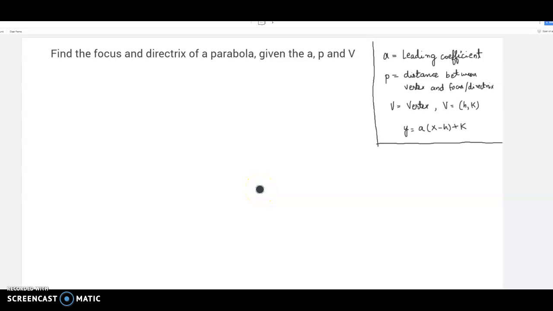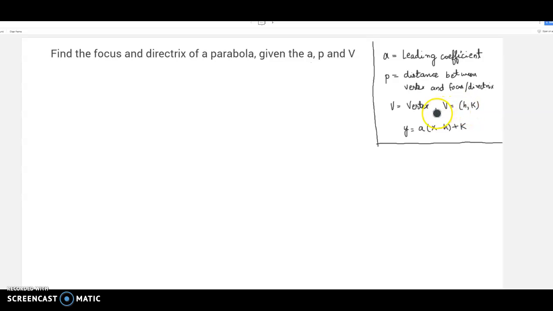Hi, in this problem we're going to find the focus and the directrix of a parabola given the a, which is the leading coefficient, the p, which is the distance between the vertex and the focus or the directrix, and the vertex of the parabola, denoted by the letters h and k.